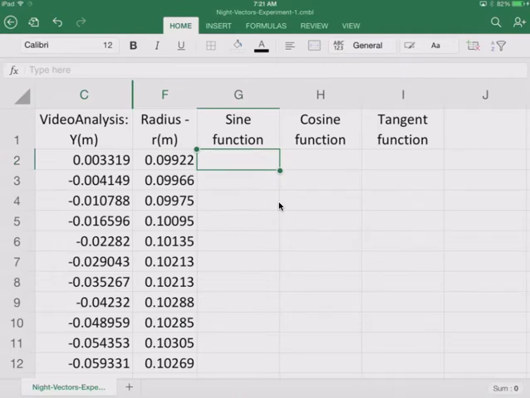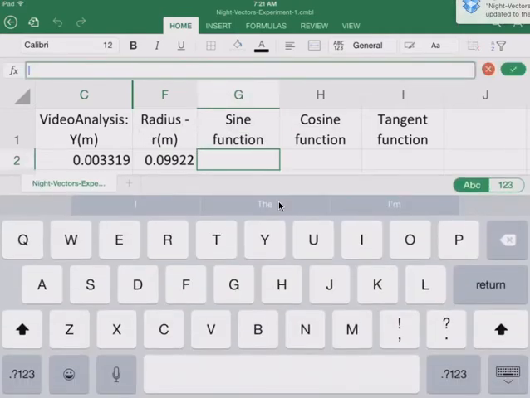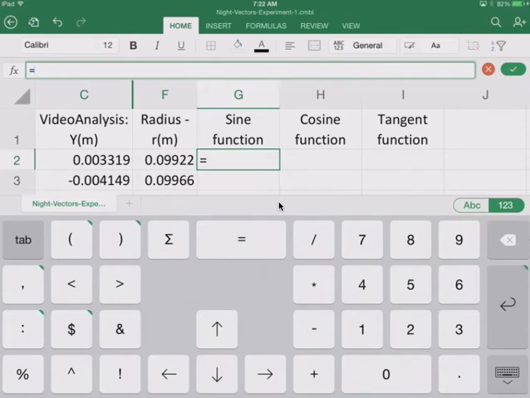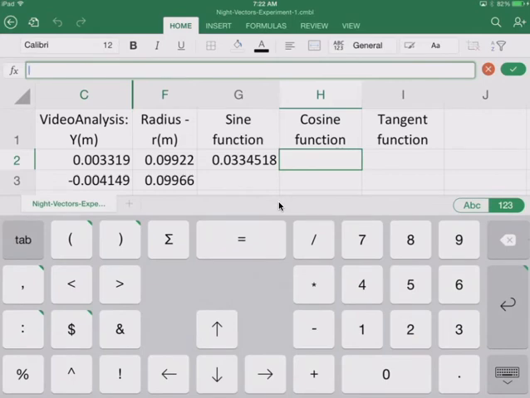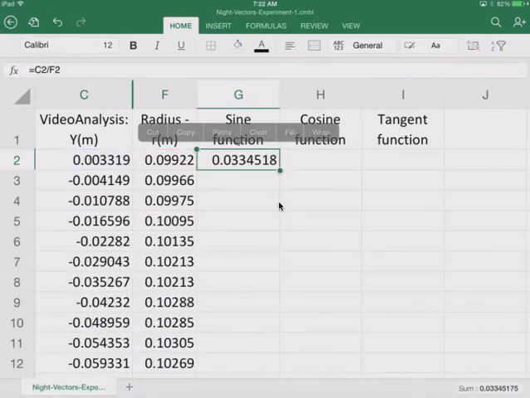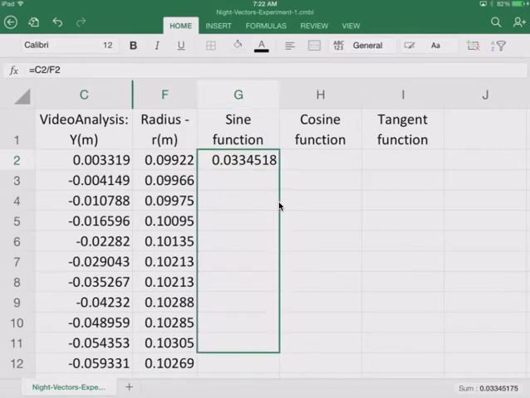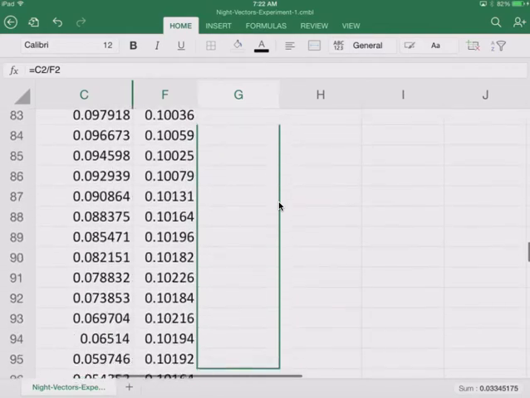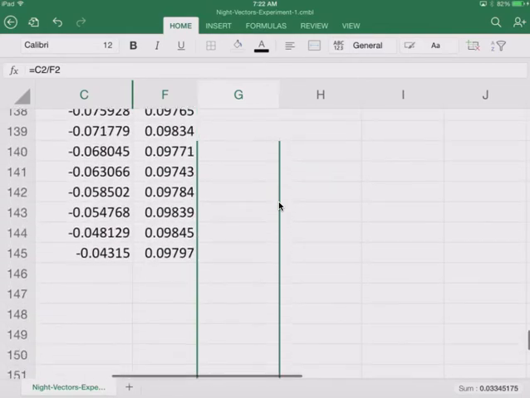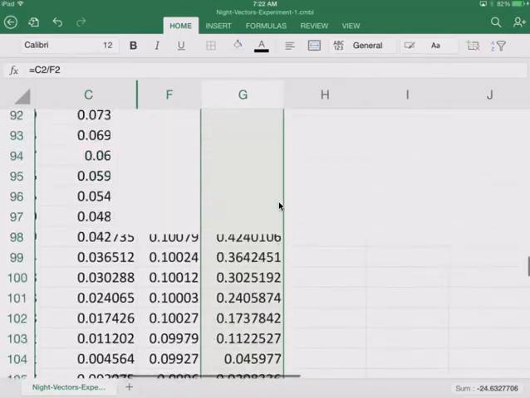So sine function is going to equal to, remember, it's going to equal to the y, the ratio of the y to the hypotenuse, or the r. So that's our sine function. Our cosine function, well, let's go ahead and fill this. All right, so that's our sine function.